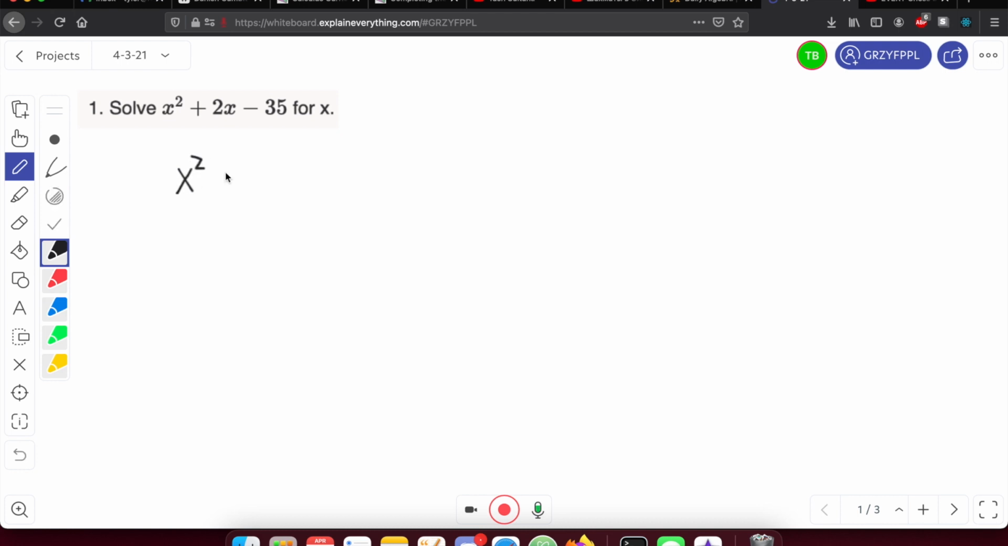So we'll rewrite our expression, x squared plus 2x minus 35. And now what we're really looking for are two numbers that add to 2 and multiply to negative 35. So we can break this up into different factors of 35. We can say, okay, we've got 7 and negative 5, right? We've got negative 7 and 5. We've got 35 and negative 1, negative 35 and 1. And there might be a few others, maybe not, but we can start with these.